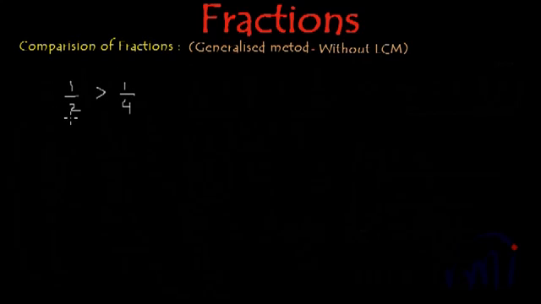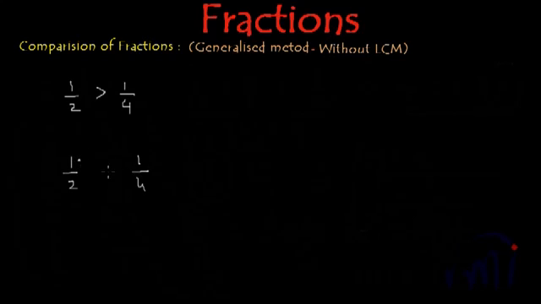So the fraction which has the lesser denominator will have the higher value, and the fraction which has the bigger denominator will have the lesser value, right? In the method which I am going to teach you now, we don't find their LCMs, we don't convert them into equivalent fractions. What we do is we cross multiply their numerators and denominators.